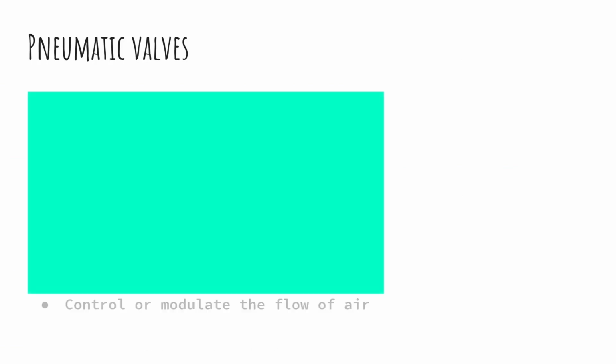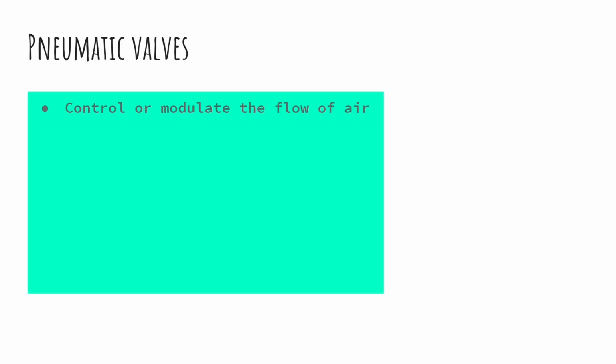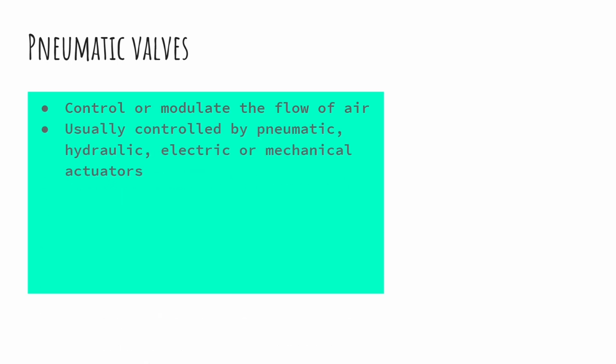Next, let's see pneumatic valves. Pneumatic valves are just like switches, and we use switches to control the current flow. Similarly, we use valves to control or modulate the flow of air. Usually, they are controlled by pneumatic, hydraulic, electrical, or mechanical actuators. And we have two types in this.